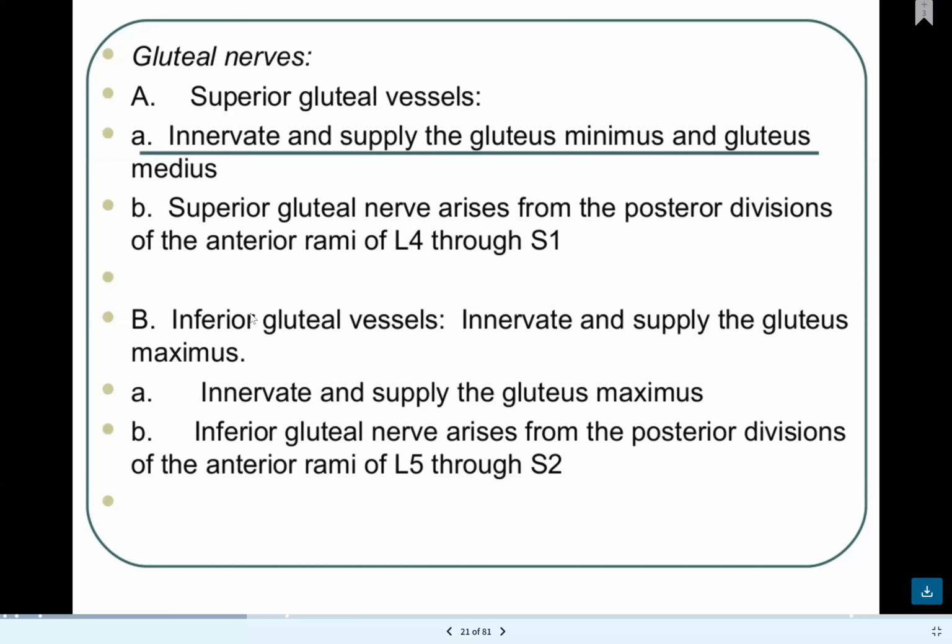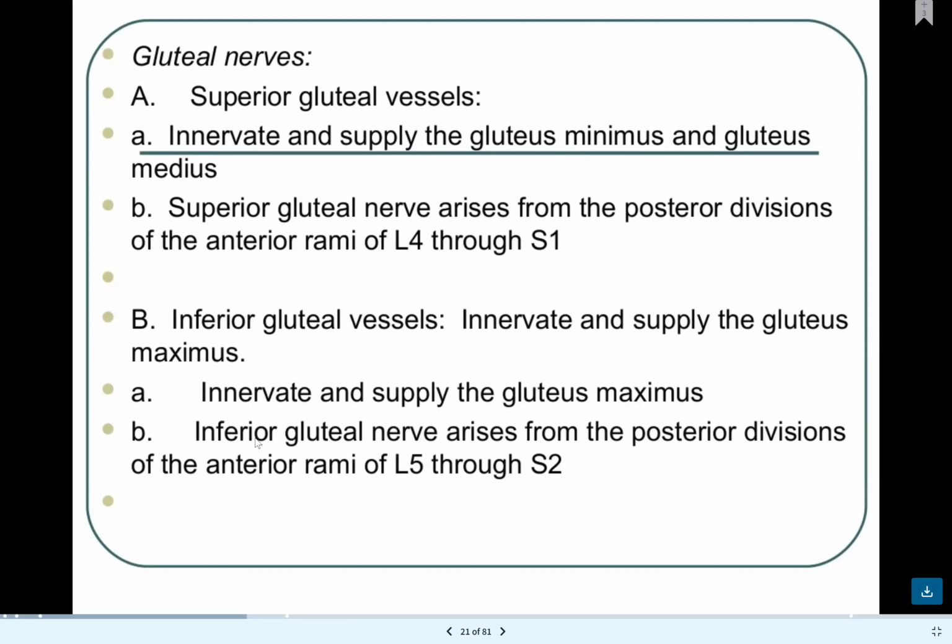While the inferior gluteal nerve arises from the posterior divisions of the anterior rami of L5 through S2. So look at the difference. Superior is L4 to S1, inferior is L5 to S2. And then the inferior gluteal vessels supply the gluteus maximus, which is innervated by the inferior gluteal nerve.